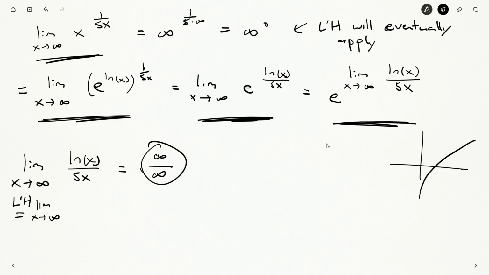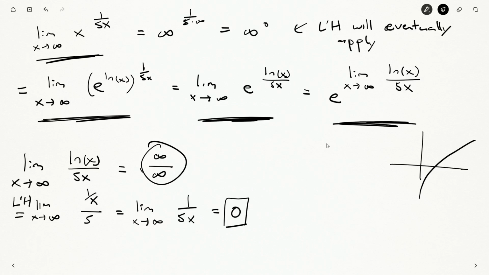Okay, ln x has a derivative of 1 over x, 5x has a derivative of 5, so this is going to be the limit of 1 over 5x. And as x tends to infinity, we've seen this before, this goes down to 0.